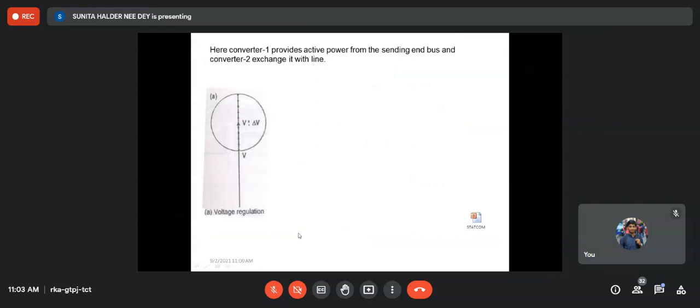So when we use it for voltage regulation, obviously we add the voltage in series with the line. So obviously the effective voltage will be improved, so it will improve the voltage regulation.